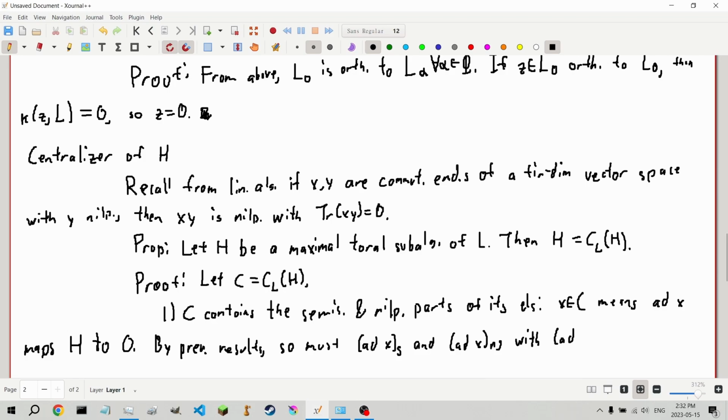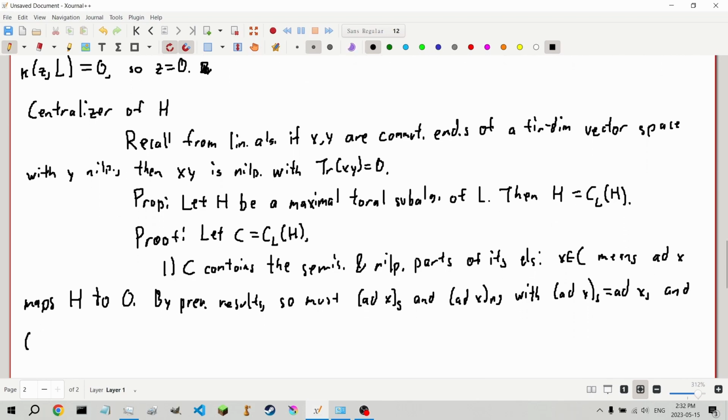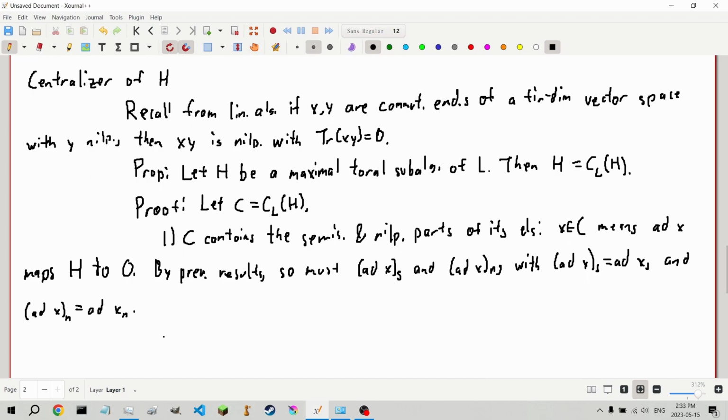With the semi-simple part of the adjoint of X being the adjoint of the semi-simple part of X, and the nilpotent part of the adjoint of X being the adjoint of the nilpotent part of X. And so that's everything for that part. Because we know that L is going to contain these, and by this equality they map to 0, so they're in C as well. So that's what we wanted.